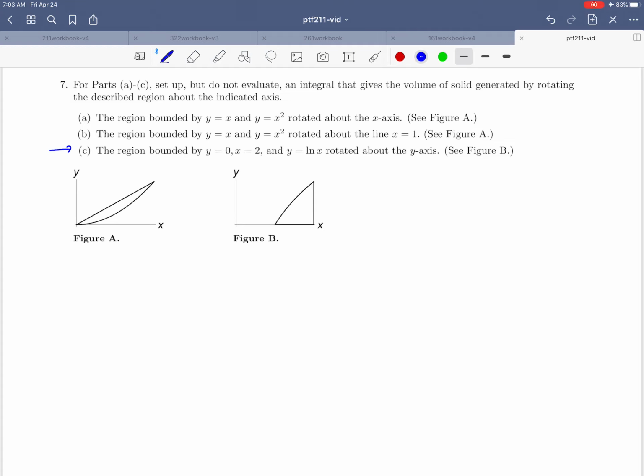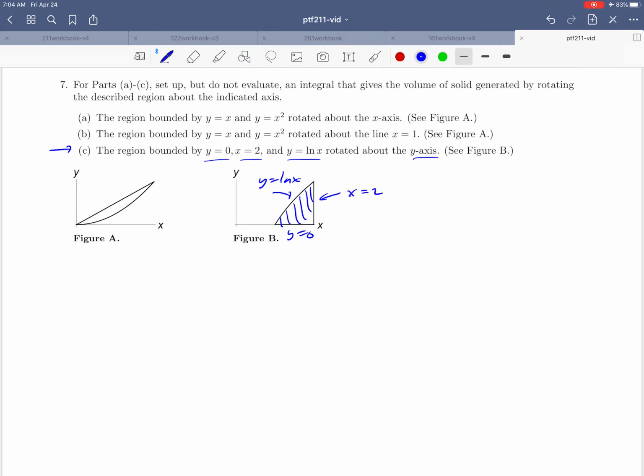Okay, this time they'd like us to find the volume of the region bounded between three curves, y equals 0, x equals 2, and y equals ln of x, rotated about the y-axis. Let me first point out that you can picture this region by looking at figure B. I'm just going to label the three curves. So there's x equals 2, y equals 0 is on the bottom, and then y equals ln of x is the curvy part that's there. And it's this region that I'm shading that we want to rotate.